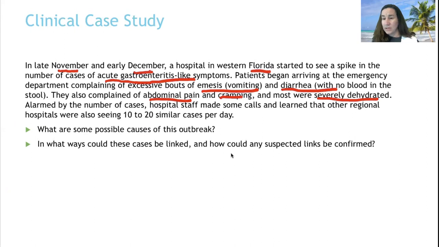Okay, so this was a lot of cases at this one hospital. They were concerned because that's not normal. They started calling around, and other hospitals in the area had 10 to 20 cases a day too. So we're looking at an outbreak. What's causing this outbreak? We need to know. So we are going to put on our epidemiology hats and try and figure out throughout this chapter what's making all these people sick.